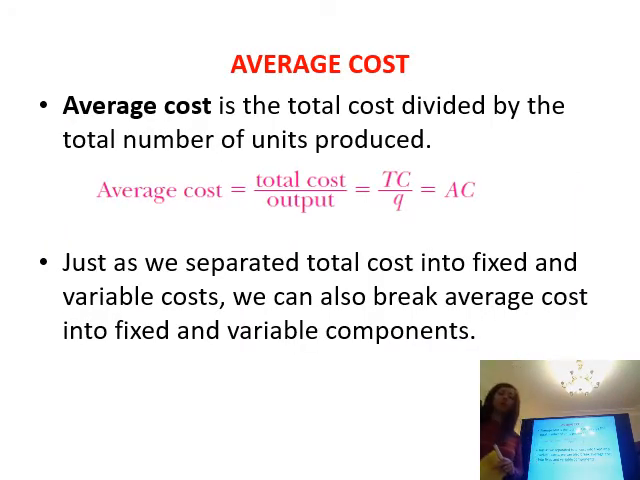Another important terminology in the cost curves is the average cost. Average is what? It is the total cost divided by the units produced, the units of output produced. So again, average cost is the total cost divided by the units of output produced, okay? As we said, the total cost is the total fixed cost plus the total variable cost. By the same logic, the average cost is the summation of two things, the average fixed cost and the average variable costs.